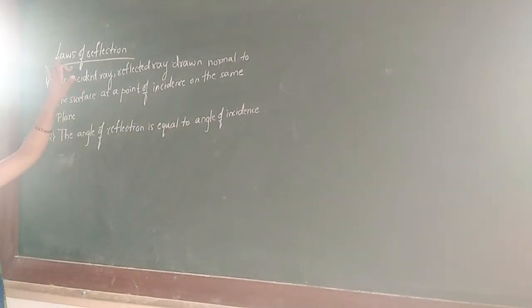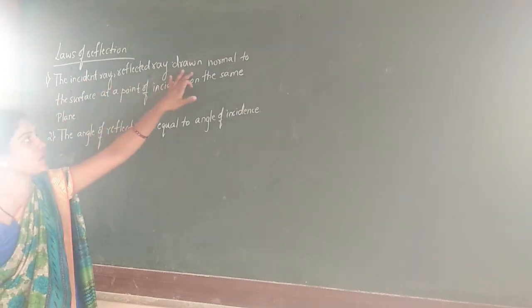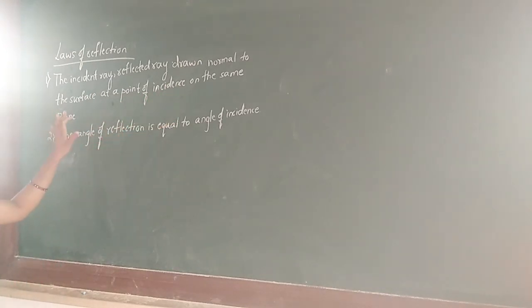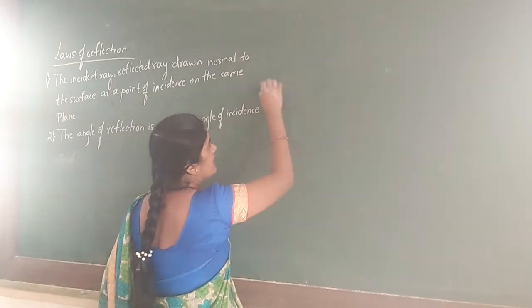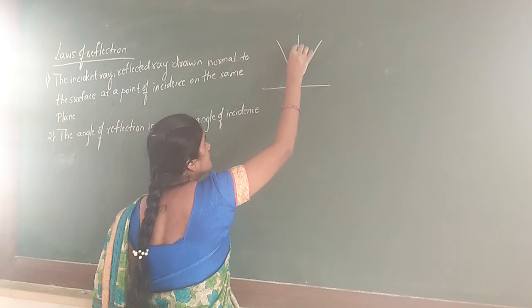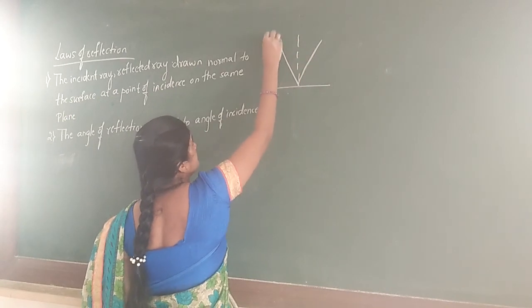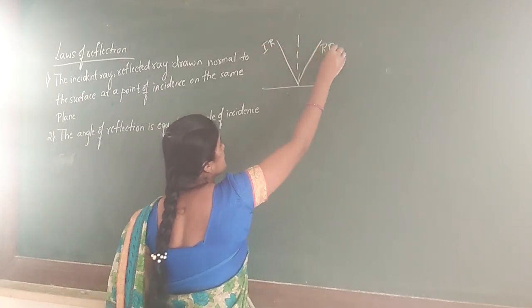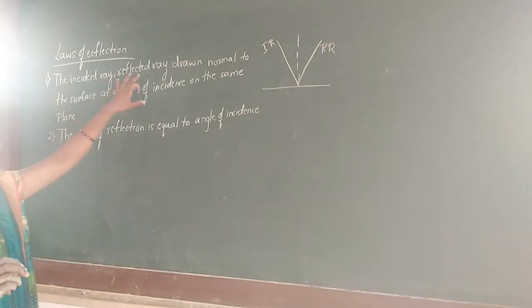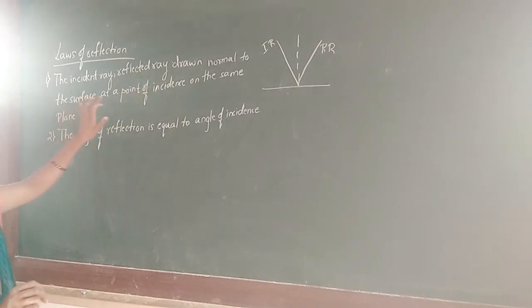Now we are studying the law of reflection. The first law: the incident ray, the reflected ray and the normal to the surface at the point of incidence lie on the same plane. Again considering the same diagram, the incident ray and reflected ray fall on the plane surface, and the normal drawn at the point of incidence lies in the same plane. And the last one is the angle of reflection.